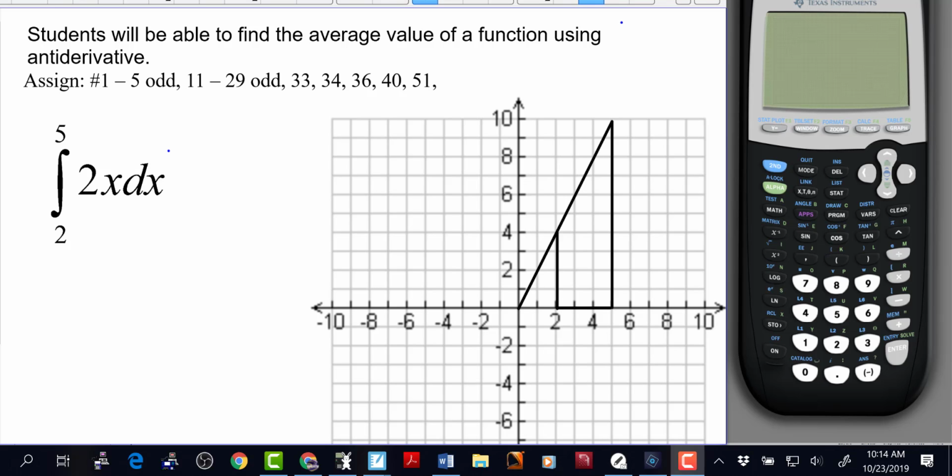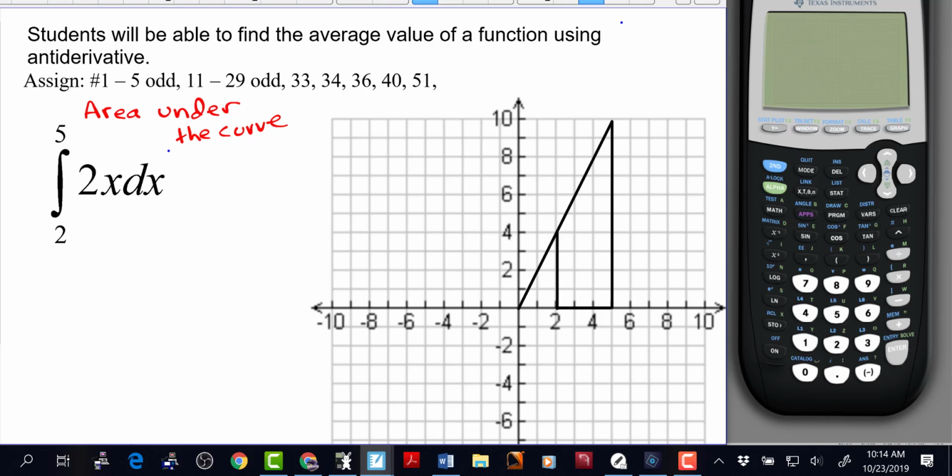Students will be able to find the average value of the function using an antiderivative. Now my claim on this first slide is that if you take the integral from 2 to 5 of 2x dx, that is the same as finding area under the curve. In this case, we have a straight curve.